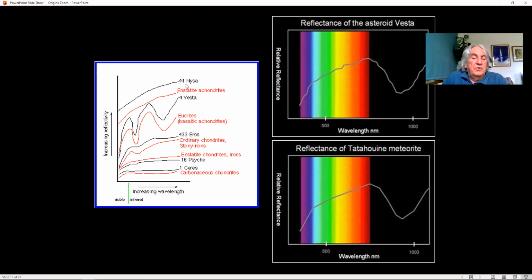And it turns out that if you continue that process and try it out on different asteroids, you can link them to various groups of meteorites. For example, 44 Nysa has the same relative reflectance spectrum as enstatites.